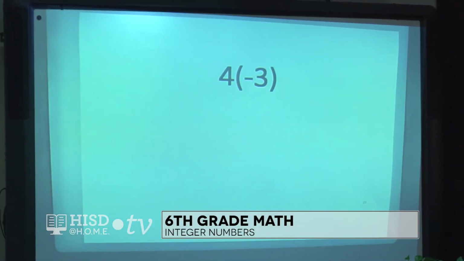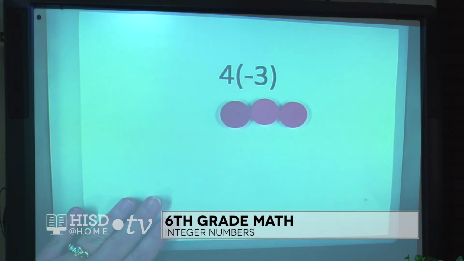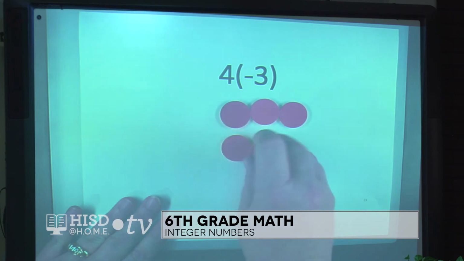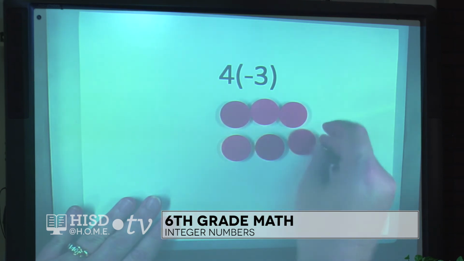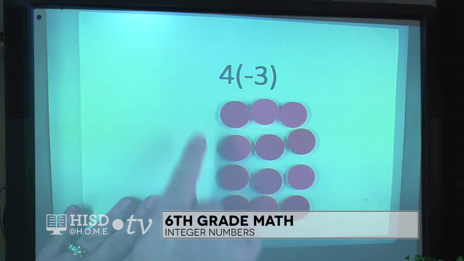Wait a minute, I think I can do the same thing I did just a minute ago. I can make a group of negative 3. That's what I've got a group of, negative 3. And the problem is telling me to have 4 of those groups. So here we go. Now I've got 2 groups. I've got 3 groups of negative 3, and I hope you're modeling this with me at home. So now I have 4 groups of negative 3.